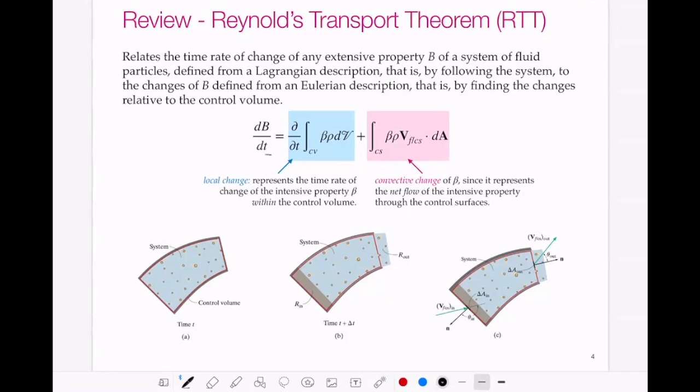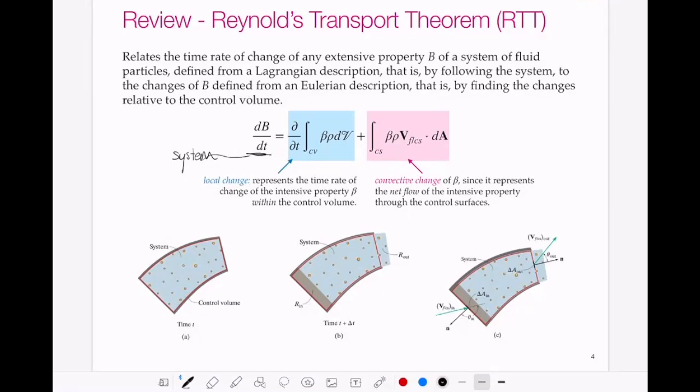So if this is the change of our system, this is equal to a local change, which is the time rate of change of the intensive property beta within the control volume, integrated over the whole control volume, plus the convective change, which represents the net flow of the intensive properties through the control surface. So convective change, we could think of as change due to a changing position.